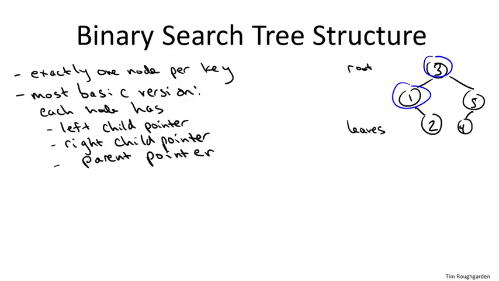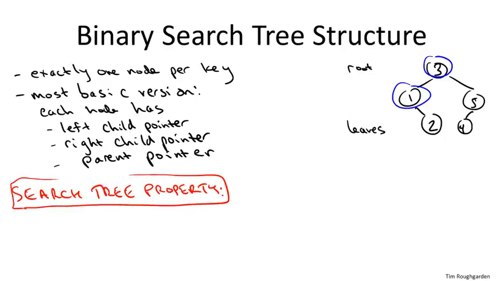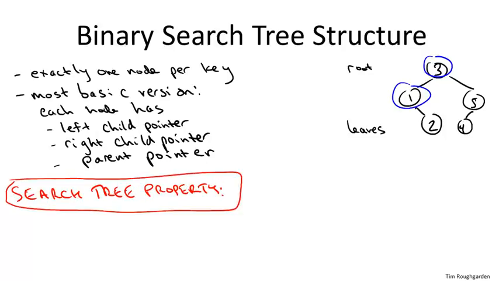Now, here is the most fundamental property of search trees. Let's just go ahead and call it the search tree property. So the search tree property asserts the following condition at every single node of a search tree. If the node has some key value, then all of the keys stored in the left subtree should be less than that key. And similarly, all of the keys stored in the right subtree should be bigger than that key.